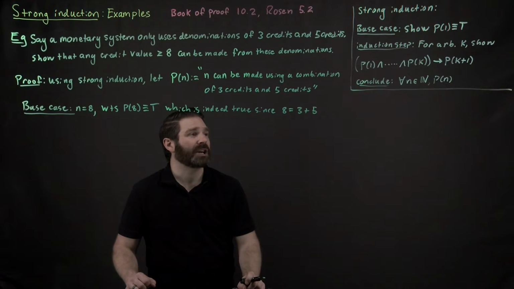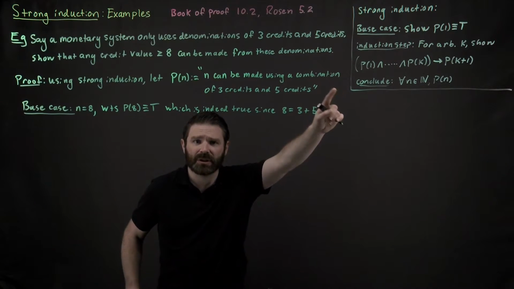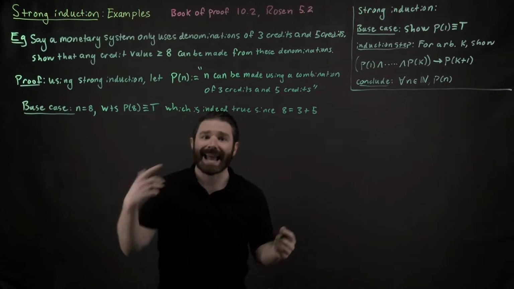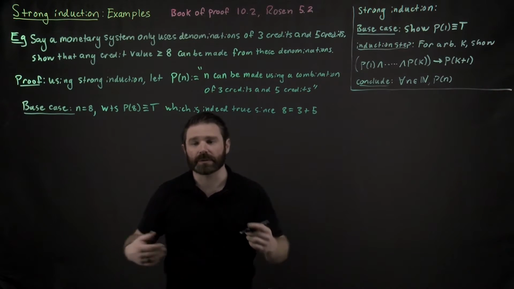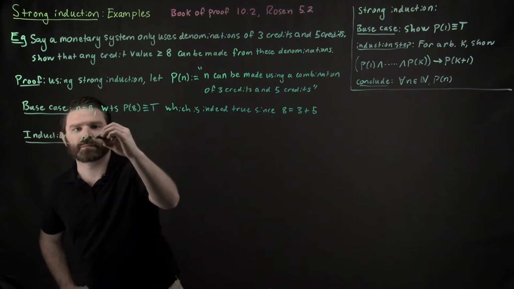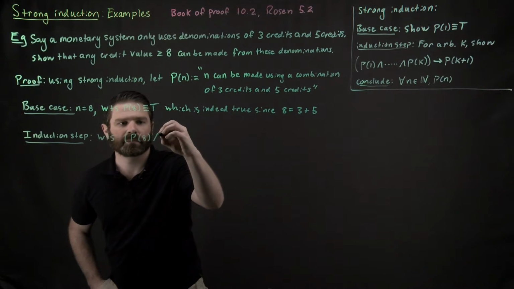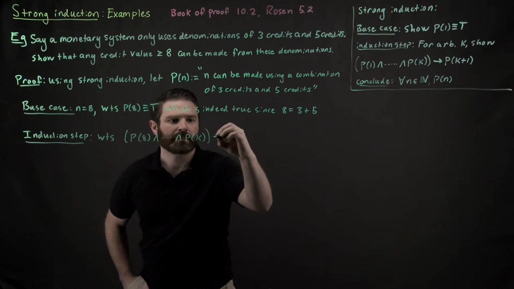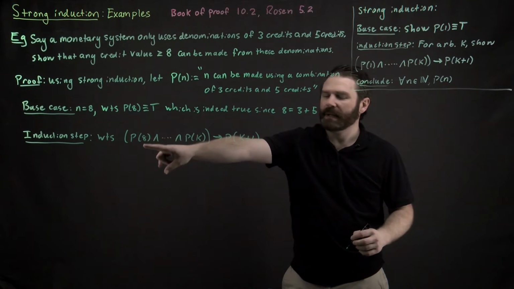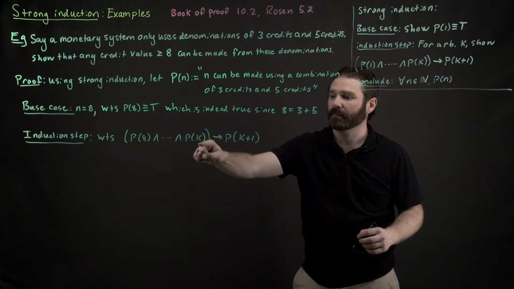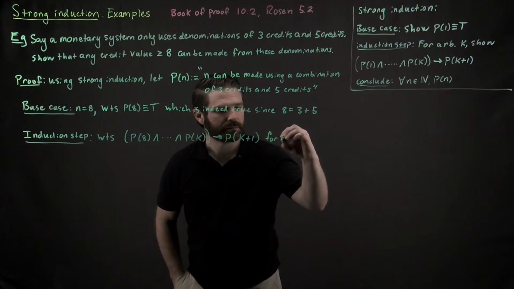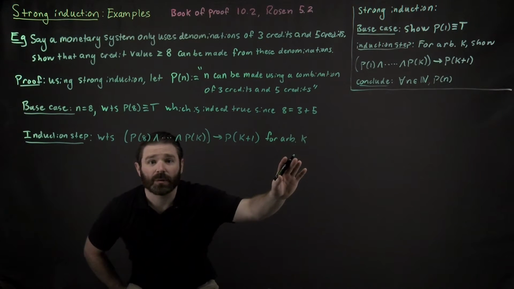So now we get to our induction step. Here again, our induction step is going to look ever so slightly different because 1 is not the smallest thing that we're showing. Our smallest value is 8. So for our induction step, it looks as follows. We want to show that p of 8 and p of 9 and p of 10 all the way up to p of k implies p of k plus 1 for arbitrary k.